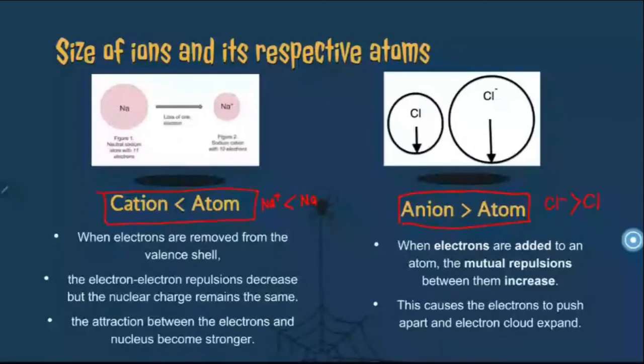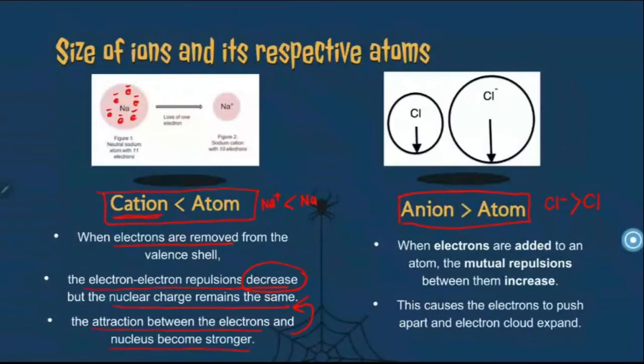Why? To become sodium ion, to become a cation, your atom will lose electron. So the electron will be removed from the valence shell, and the electron repulsion will decrease. What does electron repulsion mean? Inside sodium we have 11 electrons. Each electron will repel each other, because they are negatively charged. But when you remove one electron, what happens to the electron repulsion? Decrease. But the attraction between the electrons and nucleus becomes stronger. Why? Because the nuclear charge remains the same, but the number of electrons is different now.